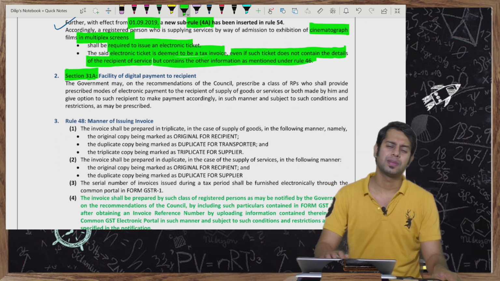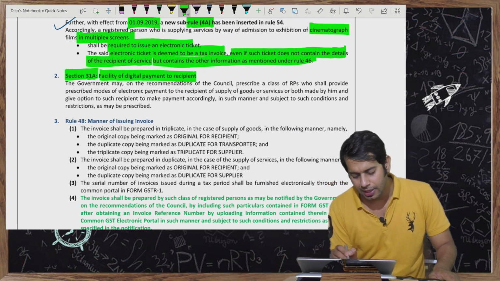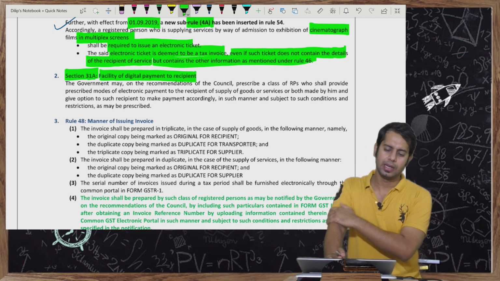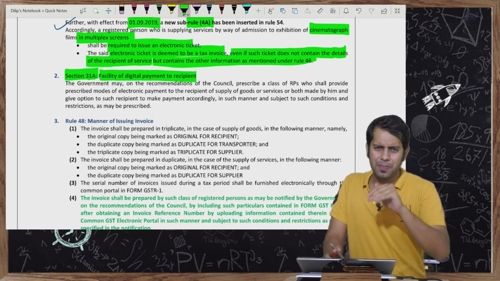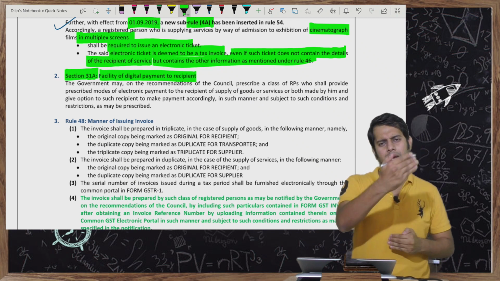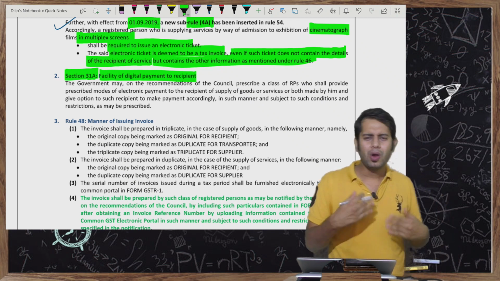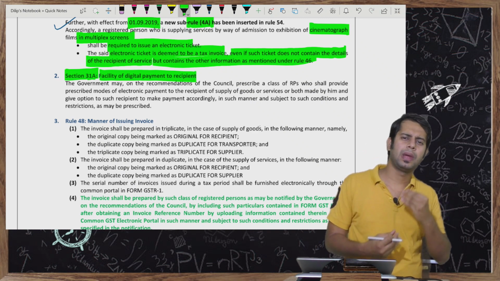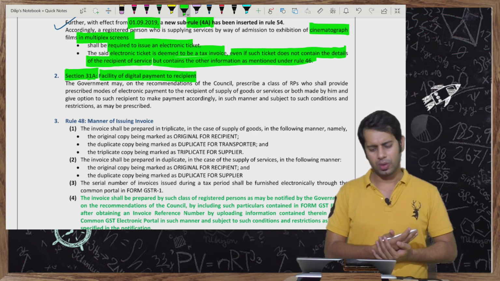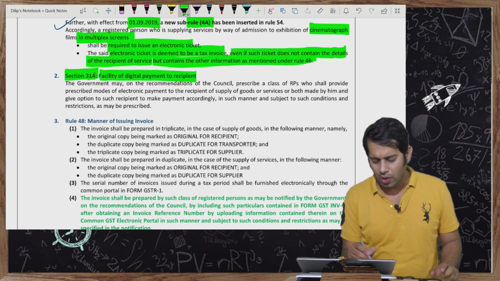Then section 31 subsection A, facility of digital payment to a recipient. Now here nothing has been notified, but in the present scenario also, you can see that most of the payment is made by you in electronic mode. Digital payments are happening. So what is this?